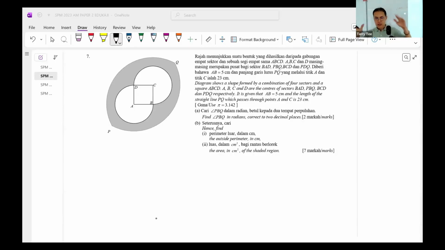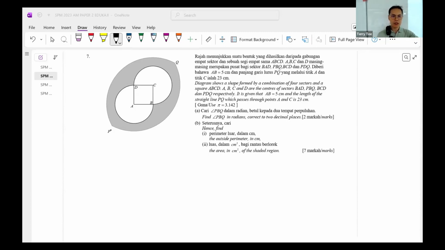All right. Question number 7, this is from chapter 1, circular measure. Okay, so the diagram shows a shape formed by a combination of 4 sectors and a square. A, B, C, D are centers of the sectors. AB is 5 cm. The length of the straight line PQ, which passes through A and C, is 23.